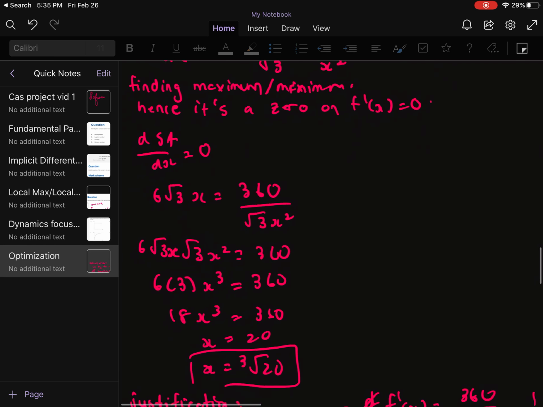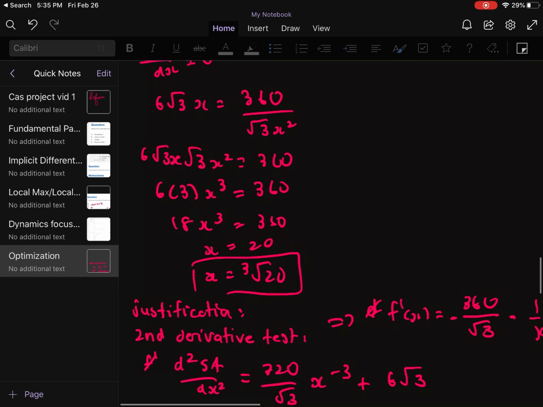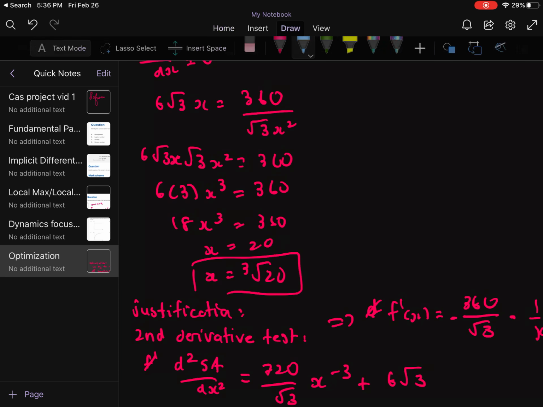Sorry, I made a mistake here. Not the neatest form. Hold on, give me 1 second. I made a mistake because you can see I wrote x is equal to 20, which is not what it's supposed to be. It's supposed to be x cubed. So x is equal to the cube root of 20.